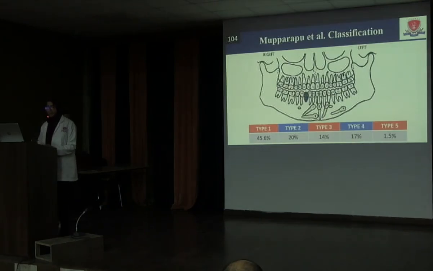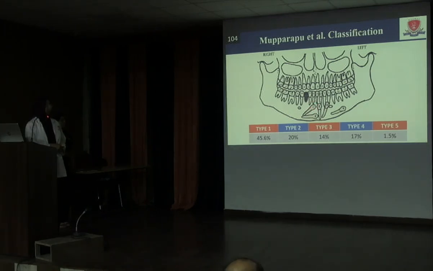Mahatma et al. classification. This classification is for the mandibular canines. It is classified into 5 types. Type 1 is when it is crossing the midline, and it has only a 45.6% chance of eruption. Type 2, which lies horizontally below the apices of the mandibular incisors, has a 20% chance of eruption. Type 3, which lies on the contralateral side beside the canine, either mesial or distal, has a 14% chance of eruption.